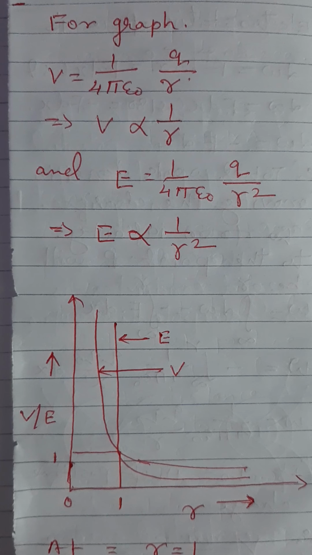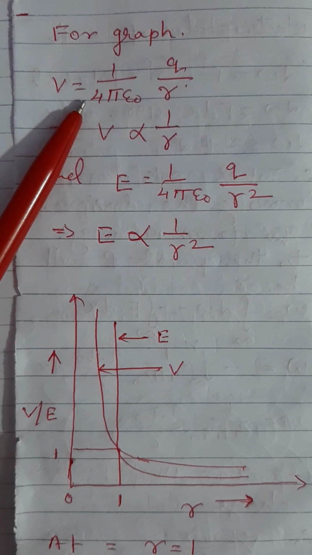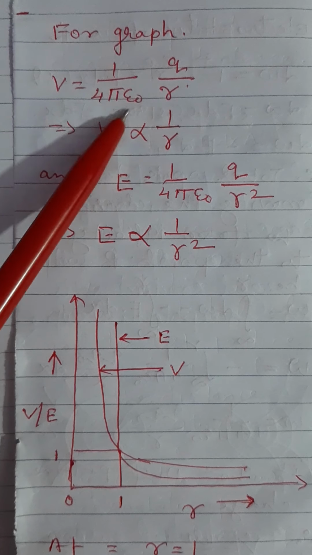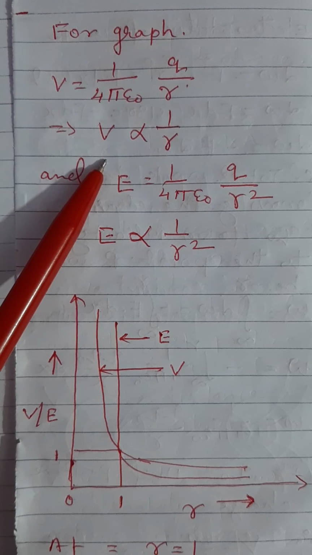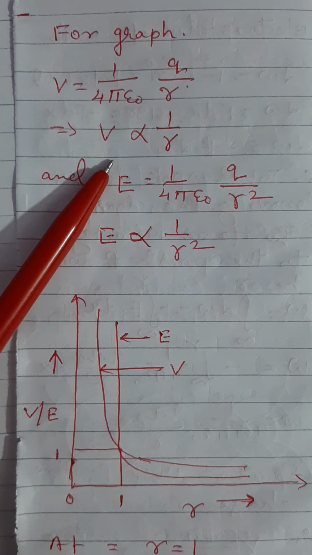Now we try to draw a graph between electric potential and distance, as well as electric field and distance, and try to understand the similarity between electric potential and electric field. Electric potential is given by 1 by 4 pi epsilon naught Q by r. That means 1 by 4 pi epsilon naught and Q are constant, so V is directly proportional to 1 by r, or you can say V is inversely proportional to the distance.